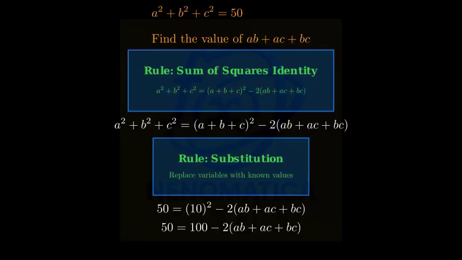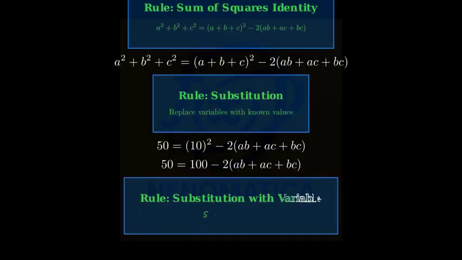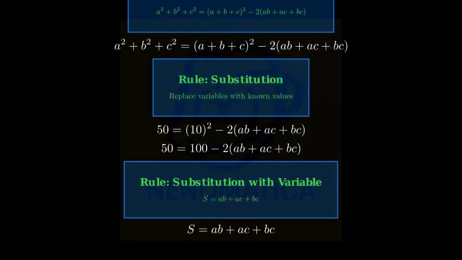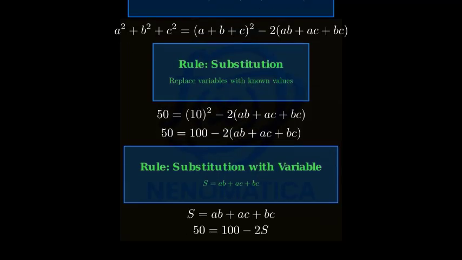Let's simplify our work by denoting the sum of products as capital S. Let's define S to be equal to ab plus ac plus bc. This makes our equation 50 equals 100 minus 2 times S. Using substitution like this can often simplify complex algebraic expressions.